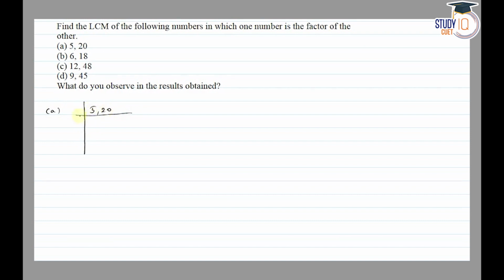5 and 20. The LCM will be, dividing by 2: 5 and 10, 2: 5 and 5, then 5: 1, 1. So the LCM is equal to 2 into 2 into 5. So this will be 5 2s are 10, 2s are 20.